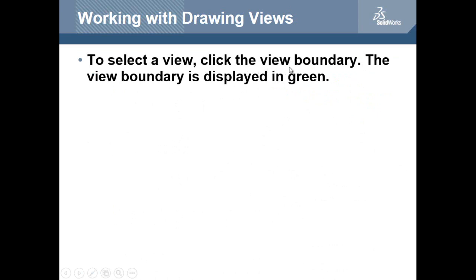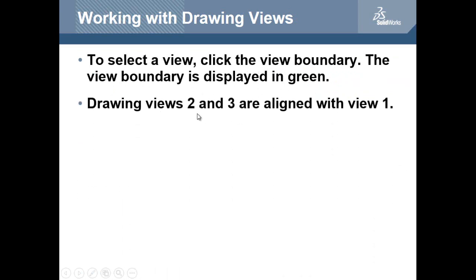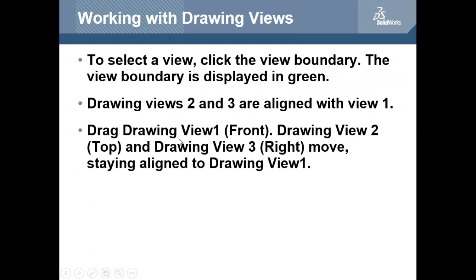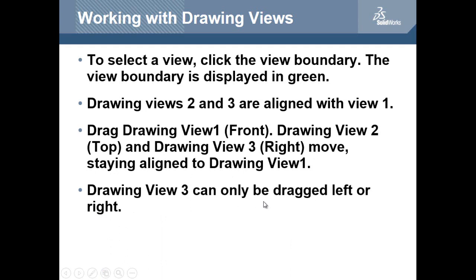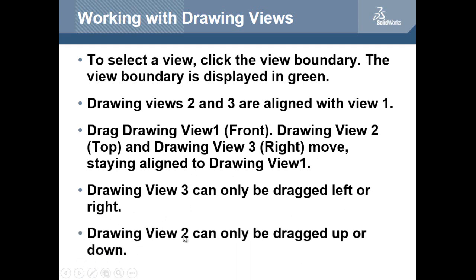To select the view, click on the view boundary. The view boundary is displayed in green. Drawing views 2 and 3 are aligned with view 1. Drag drawing view 1 front, drawing view 2 top, and drawing view 3 right. Stay aligned in a drawing view. Drawing view 3 can only be dragged left or right. Drawing view 2 can only be dragged up or down.